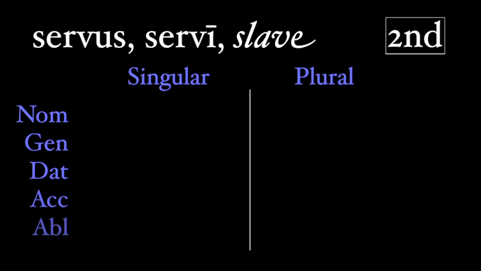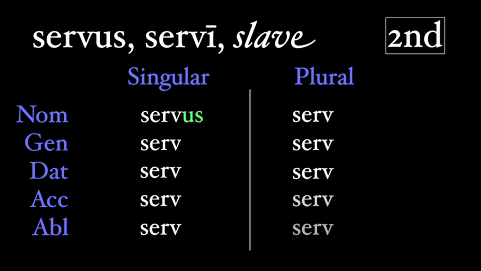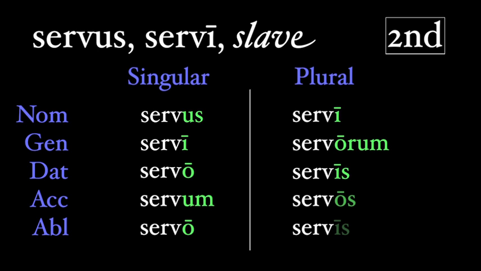So let's decline. We'll take our noun servus, servi, and use the fact that the first form servus is the nominative singular, and the second form servi is the genitive singular. Then we look at servi and remove the ending I. S-E-R-V is the stem, and we add our endings to this: o, i, orum, is, os, is.